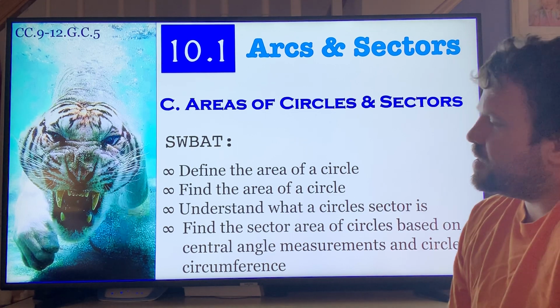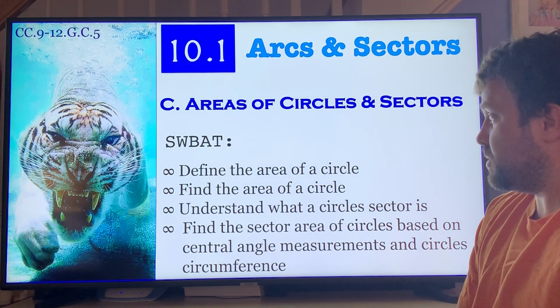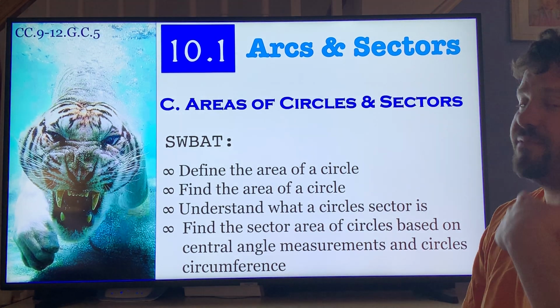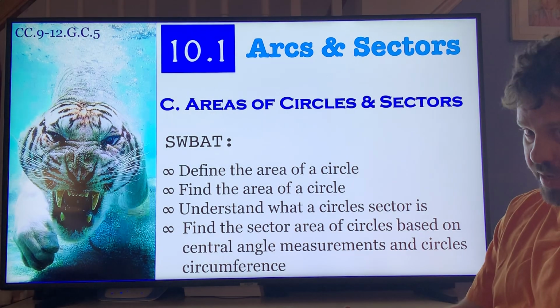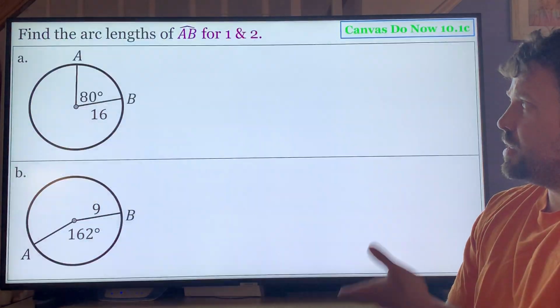What you're going to be able to do at the end of this lesson is define the area of a circle, find the area of a circle, understand what a circle sector is, and then find the sector of any circle based on its central angle measurement, as well as the circle circumference. So, let us start with this do now.